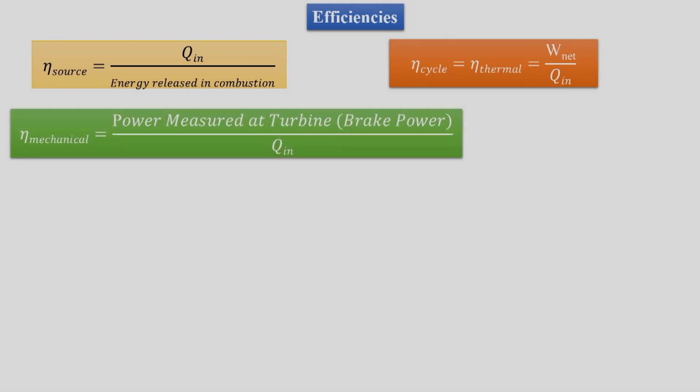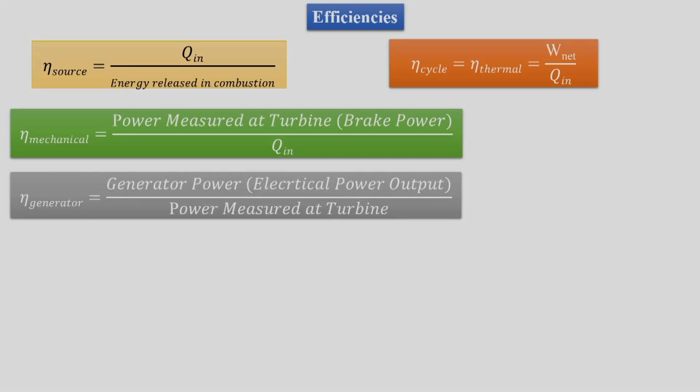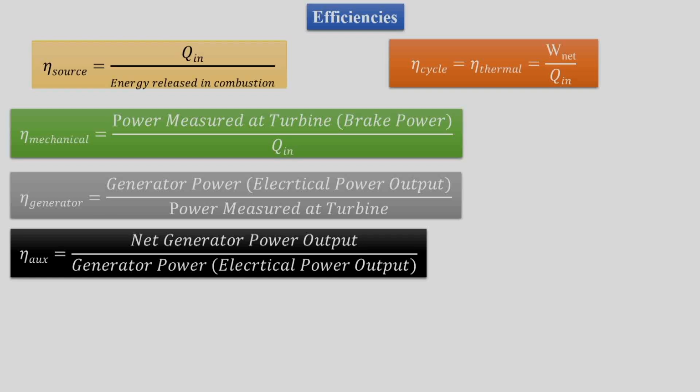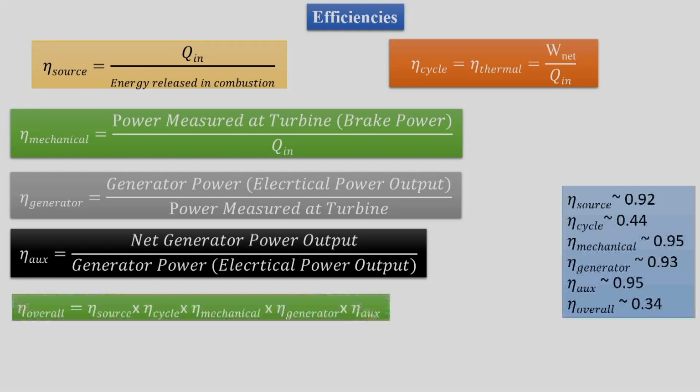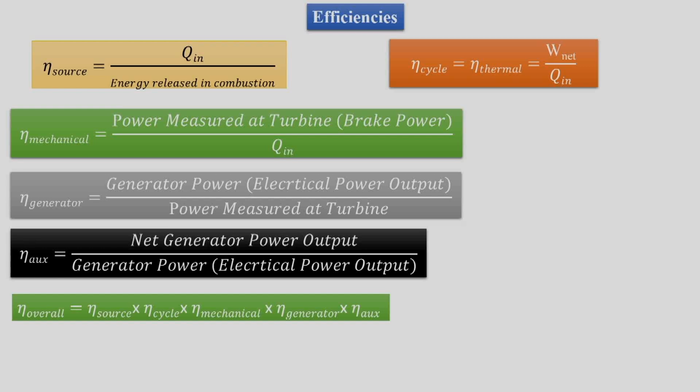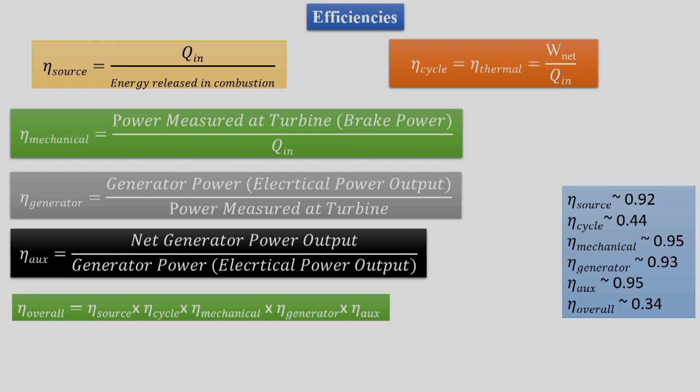Then we have mechanical efficiency. Mechanical efficiency is the amount of power measured at the turbine outlet divided by Q in. This is the brake power. Then we have generator efficiency, which is generator power, electrical power generated, divided by power measured at the turbine outlet. And then we have auxiliary efficiency, which is net auxiliary power output, or power required for auxiliaries to run, divided by generator power. And then we have overall efficiency, which is the multiplication of all efficiencies: source efficiency, cycle efficiency, mechanical efficiency, generator efficiency, and auxiliary efficiency.